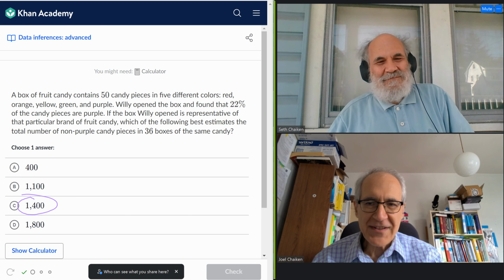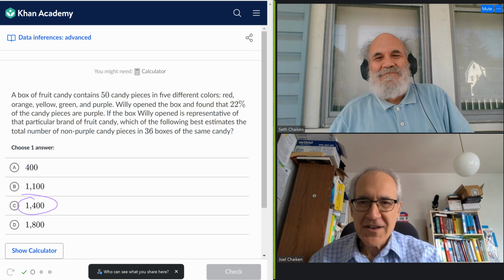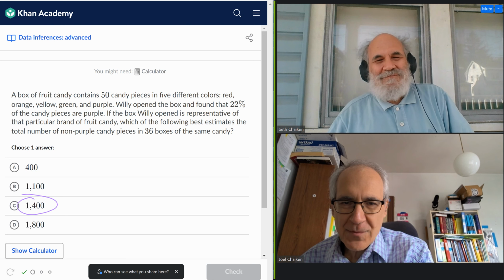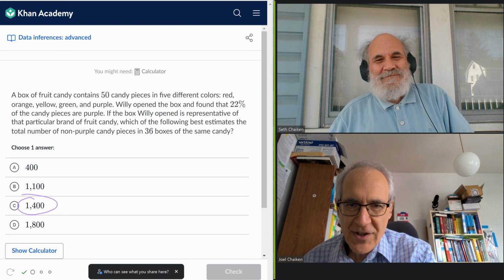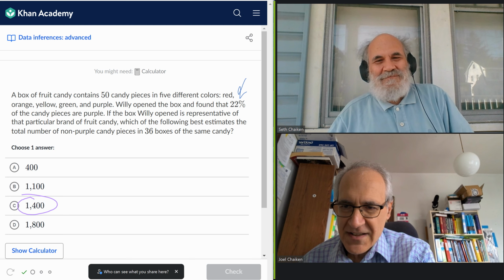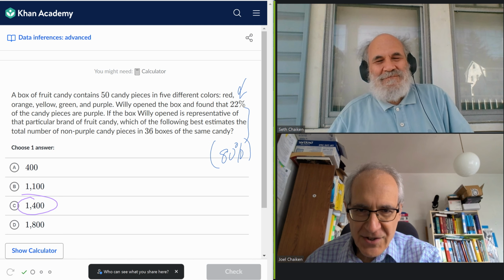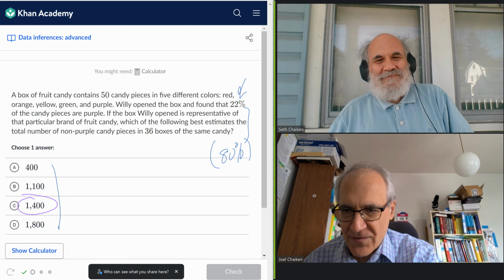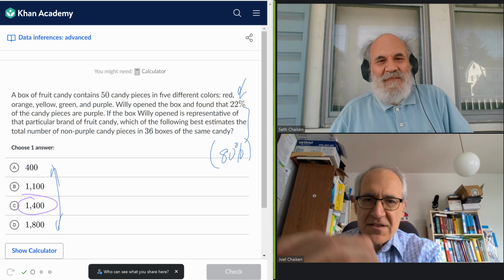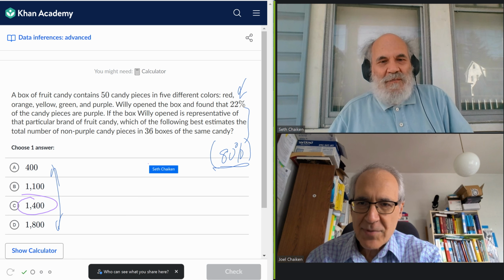Okay, right. Wow, you did that fast. So you could do it 2 ways. You could figure out how many are purple and then subtract, or you could take the complement. These answer choices are pretty far from each other, so you could almost say 80% are non-purple, because 22% is close to 20. So then 80% are not purple.